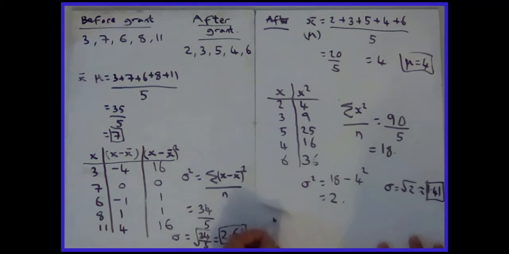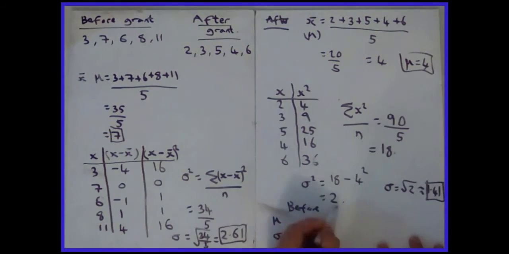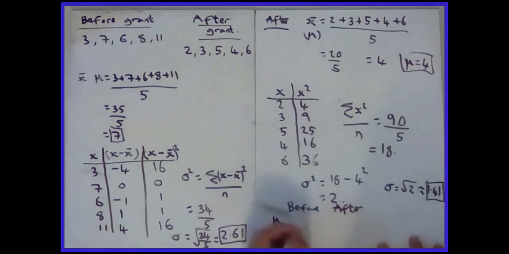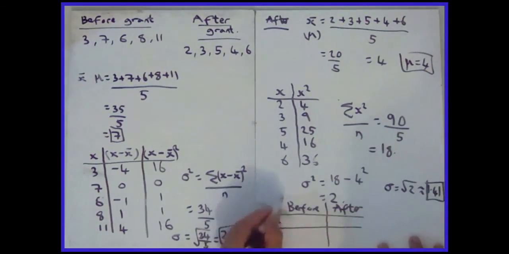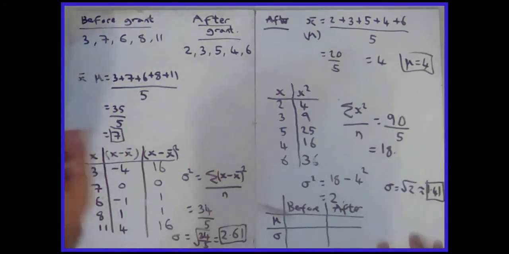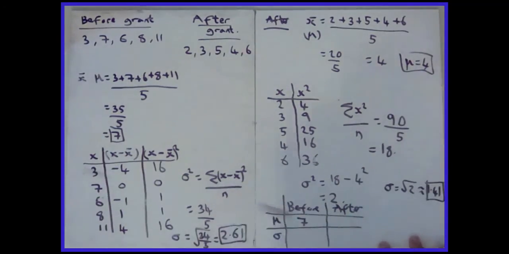So we've got our mu, and that's the mean, and we've got the standard deviation, and we've got before and after the grant. So before the grant, we had a mean of 7, so that's 7 dissatisfied customers out of 20, quite a lot, and a standard deviation of 2.61.